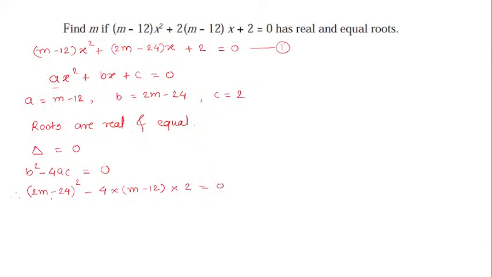Now here we have to use the expansion formula, (a minus b) whole square. That is first term square, first term is 2m, its square is 4m square, minus the product of these two, that is 24 into 2m, that's 48, and its double would be 96m, because we are using the formula (a minus b) whole square is equal to a square minus 2ab plus b square. So by that formula we have to take a product of these two and we have to make its double. That's why we are getting this answer.